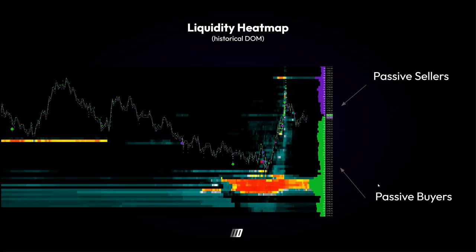We have passive sellers and passive buyers, and we can have a heat map that shows us the historical depth of market, which is this liquidity, these passive buyers and sellers, also in the past. So it tells us with a heat map which are the areas with the highest level of institutional liquidity, of market making liquidity.